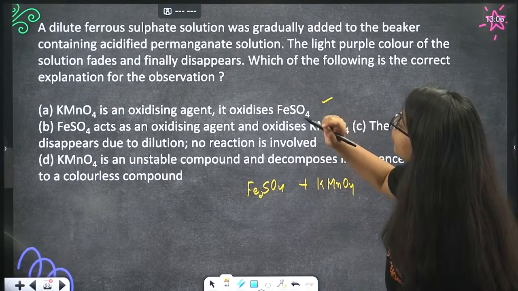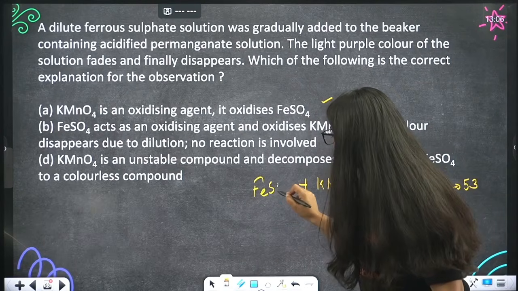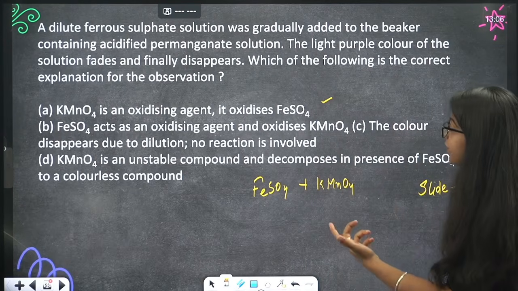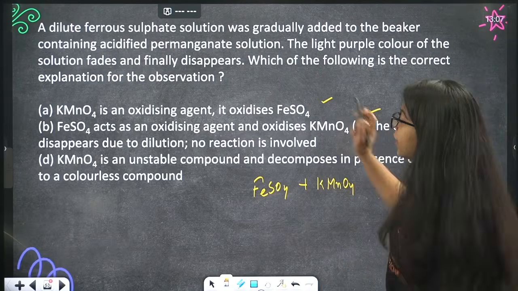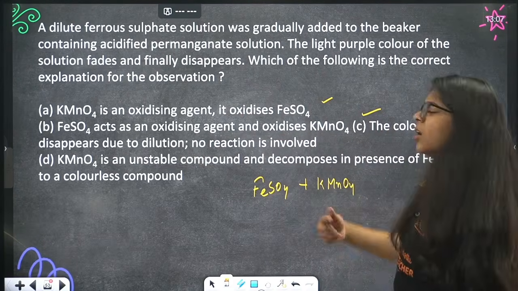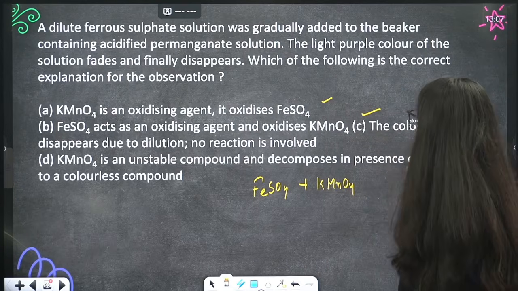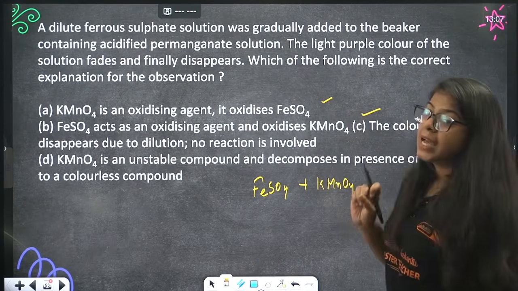Okay, we are talking about ferrous sulfate. Yeah, so I was correct. I got confused. Ferrous sulfate, FeSO4. FeSO4 acts as an oxidizing agent and oxidizes KMnO4. The color, okay, this is the C part. The color disappears due to dilution. No reaction is involved. KMnO4 is an unstable compound and decomposes in the presence of FeSO4 to a colorless compound.